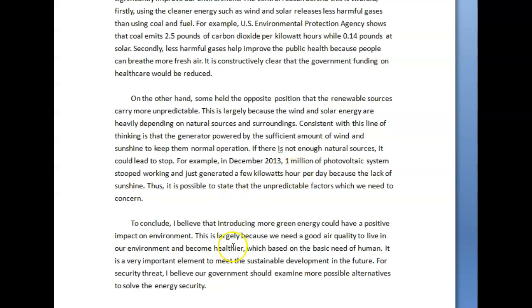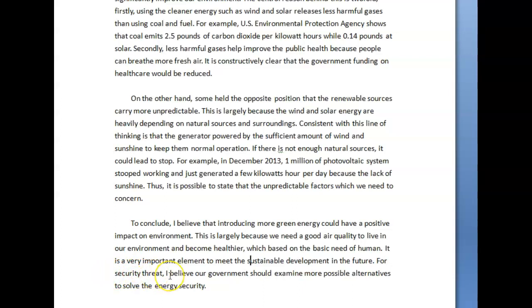Fine. To conclude, I believe that introducing more green energy could have a positive impact on the environment. This is largely because we need good air quality, no A, to live in our environment and become healthier, which, get rid of this. It's grammatically wrong and it doesn't help. You should have just stopped the sentence there. It is a very important element to meet the sustainable development in the future. Not for, you need to say regarding. Regarding the security threat.